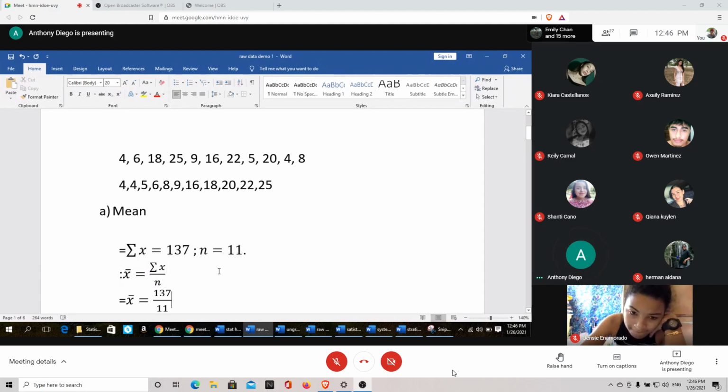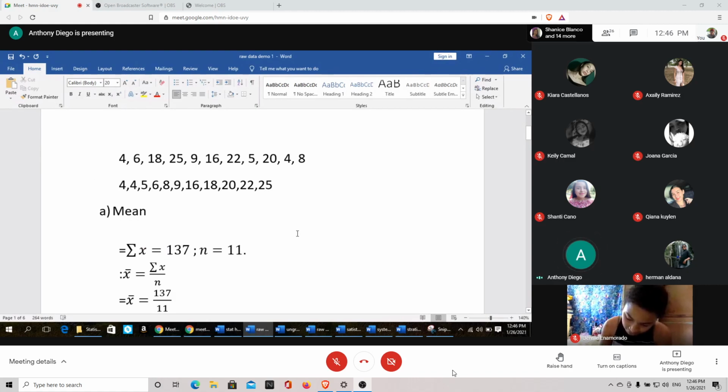And n is the number of observations you have, which is 11. If we sum them up by adding each number together, you should get 137. So did you get that? Yes, sir. Okay, so 137 is the summation when we add up all of these numbers. And n is the number of observations that we have, 11.